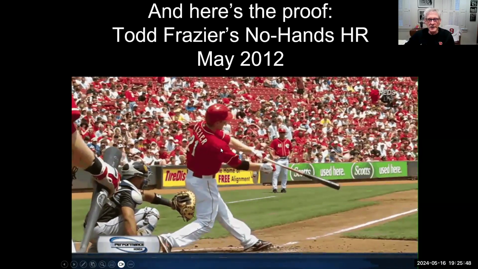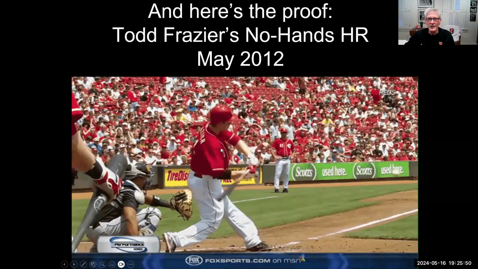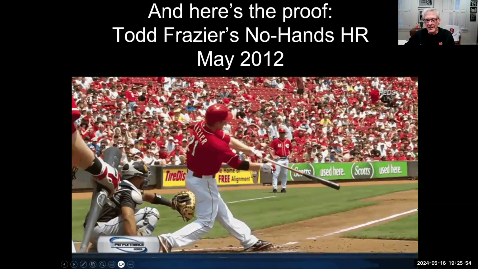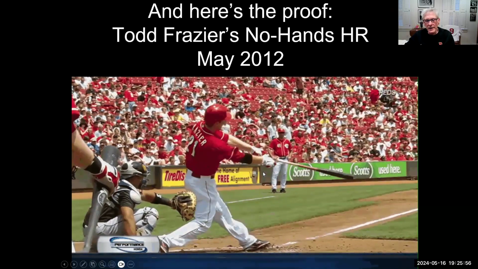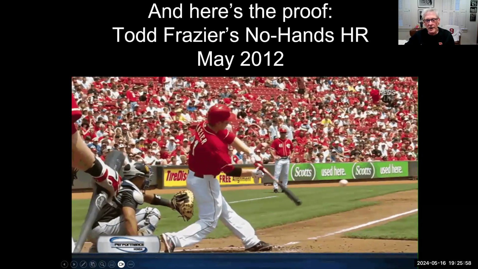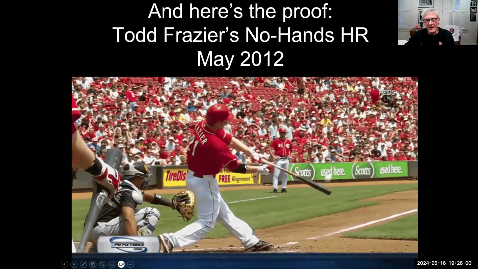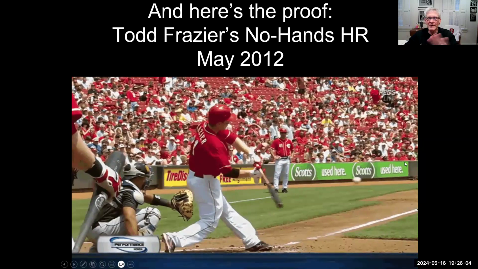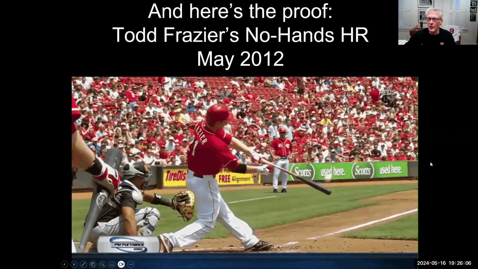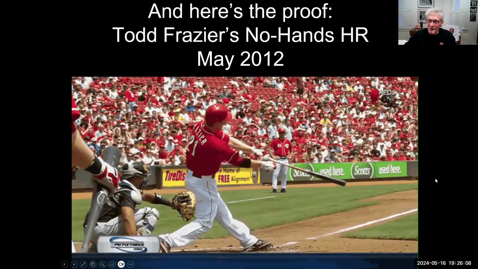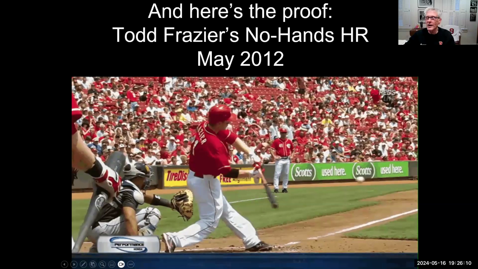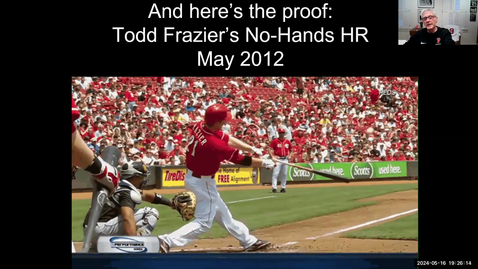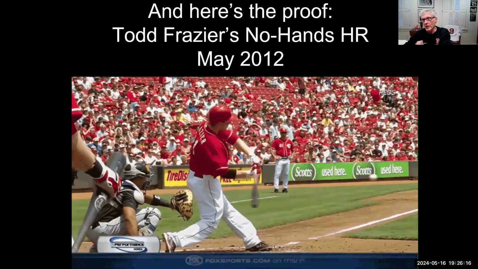Todd Frazier, who at the time was playing for the Cincinnati Reds, hit what is essentially a no-hands home run. At the time the ball and bat are in contact, the top hand is totally off the bat, and the bottom hand is just barely hanging on at all. The ball traveled 385 feet for a home run. It's an example of exactly what I mean when I say the batter's grip doesn't matter. Literally, he threw the bat at the ball.